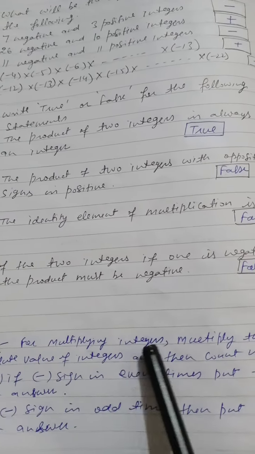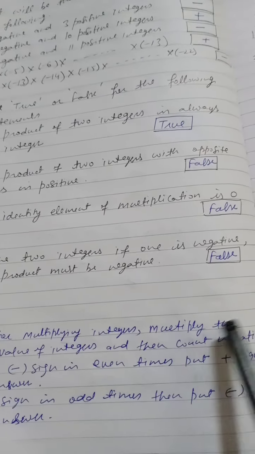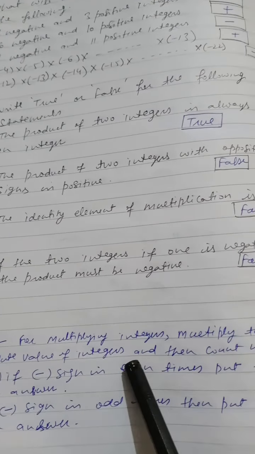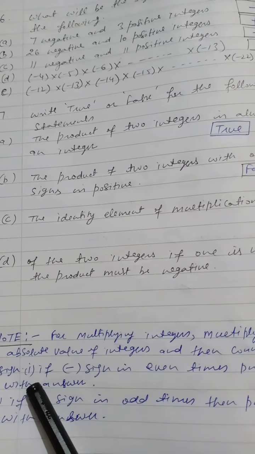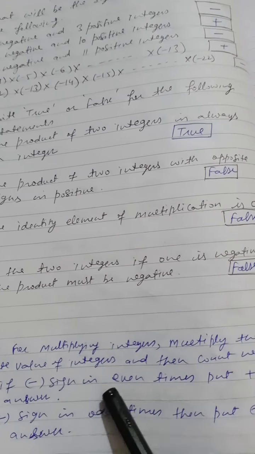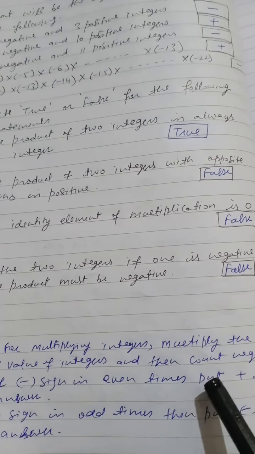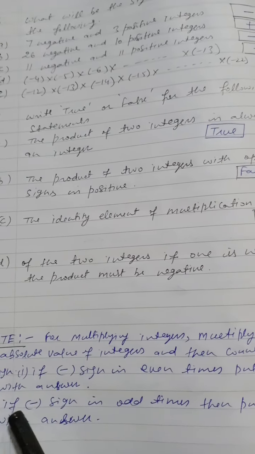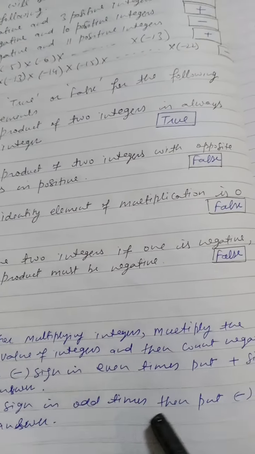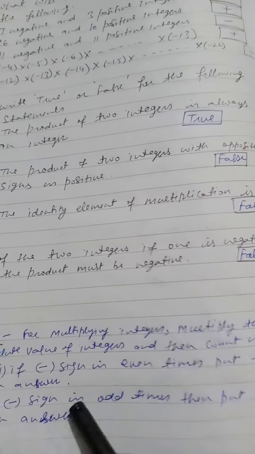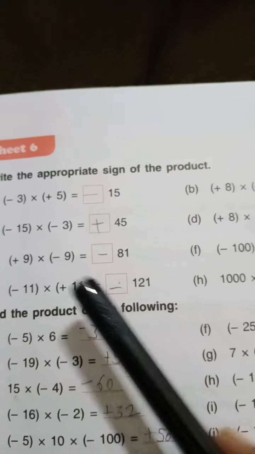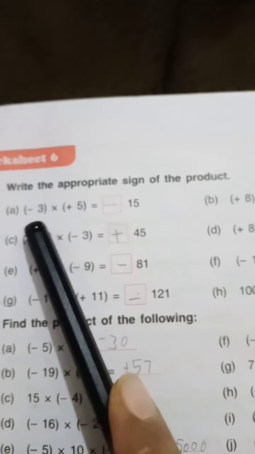If we are multiplying integers, then multiply the absolute values of the integers and then count the negative signs. If the minus sign is there an even number of times, then a plus sign will be with the answer, and if the minus sign is there an odd number of times, then a minus sign will be with the answer. Now see worksheet 6, question number 1.